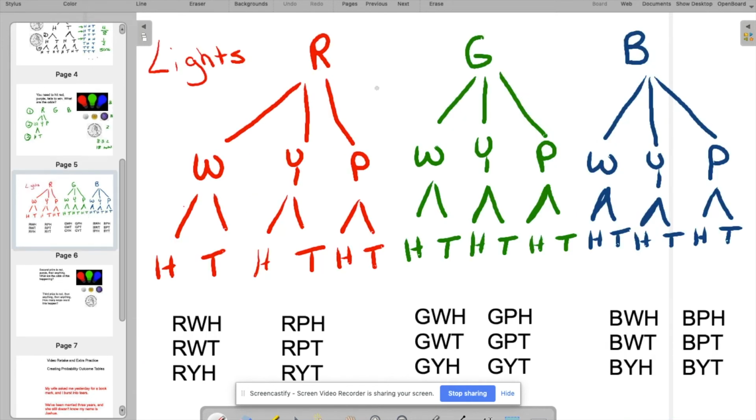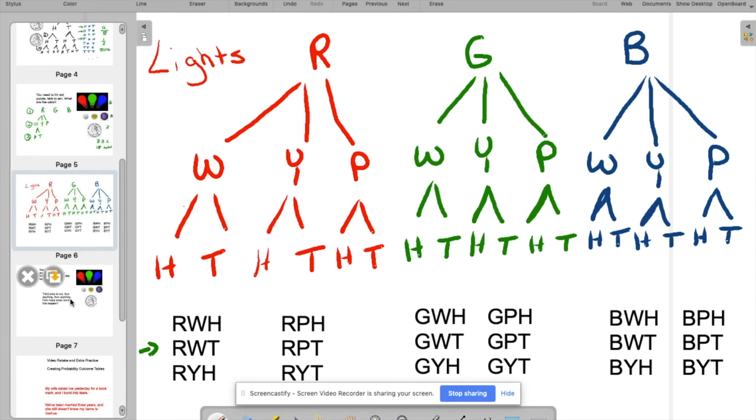Okay. So if you notice, we have the red light, then white marble, yellow marble, purple marble, and then heads and tails. And at the bottom, I wrote our outcome table. So those are all 18 possible outcomes: red, white heads, red, white tails, and so on. So I'd like you to pause the video, create this outcome table, because this is about as hard as we'll ever get in this section. And when you're ready, unpause it, and then we'll talk about the answer to our question.